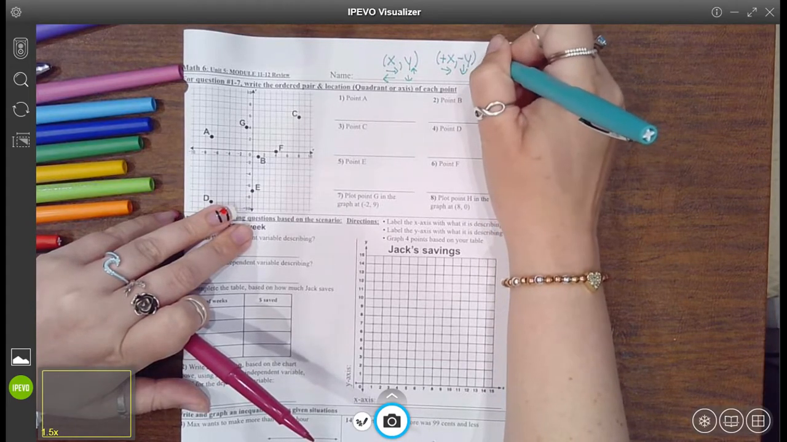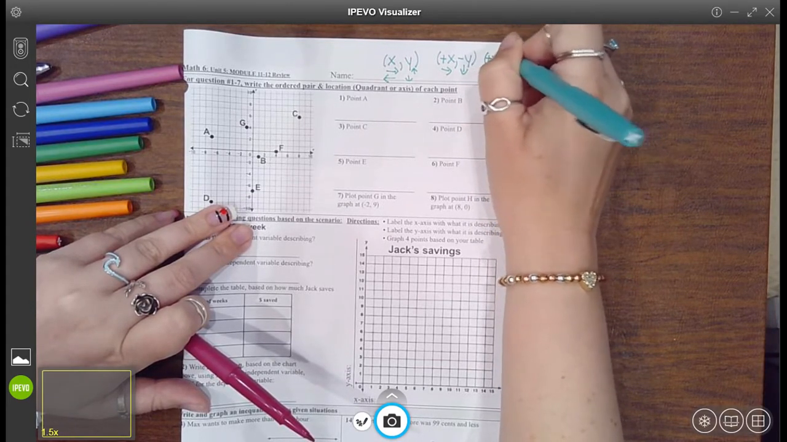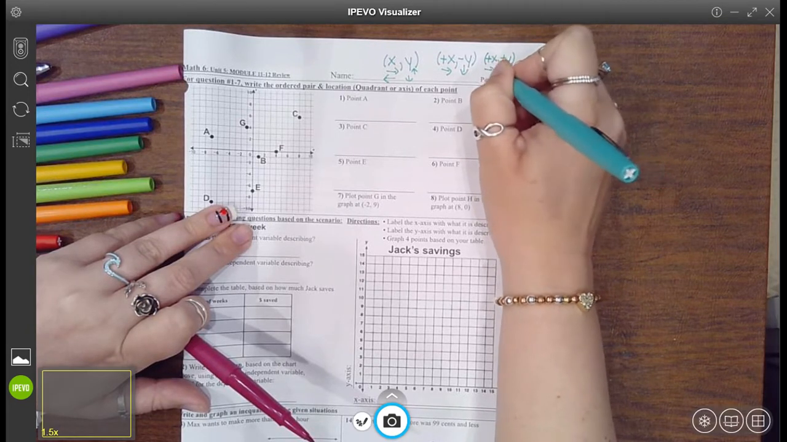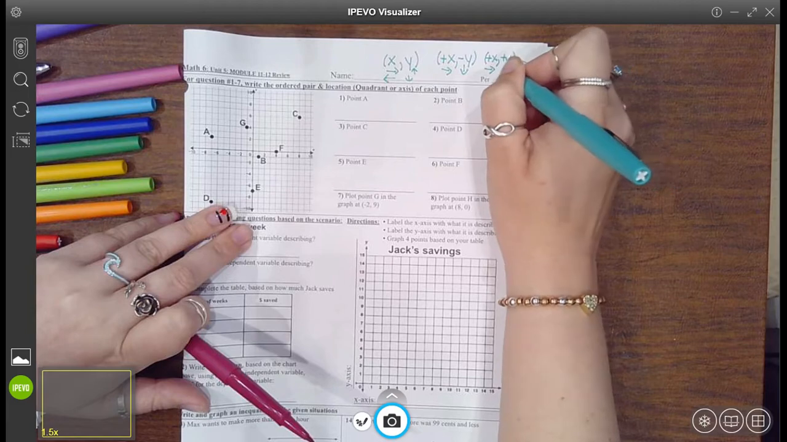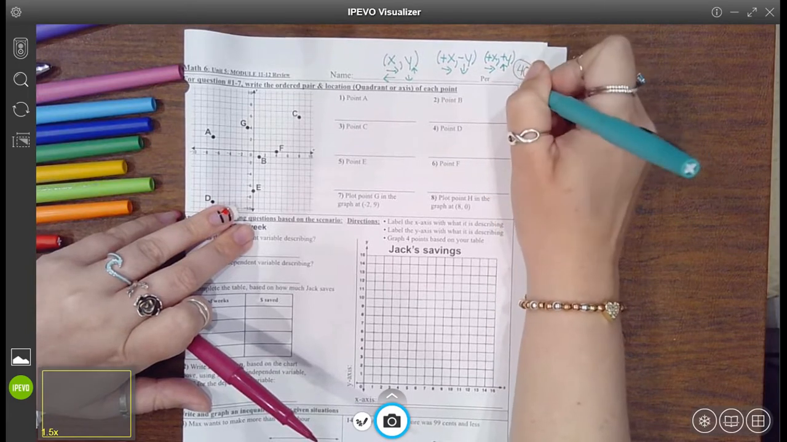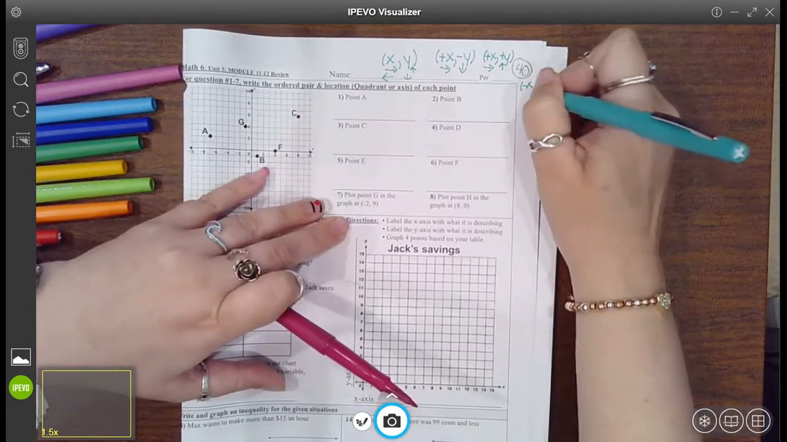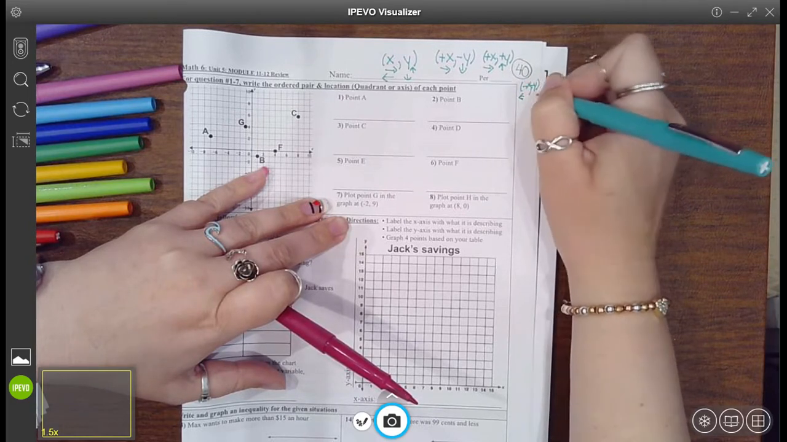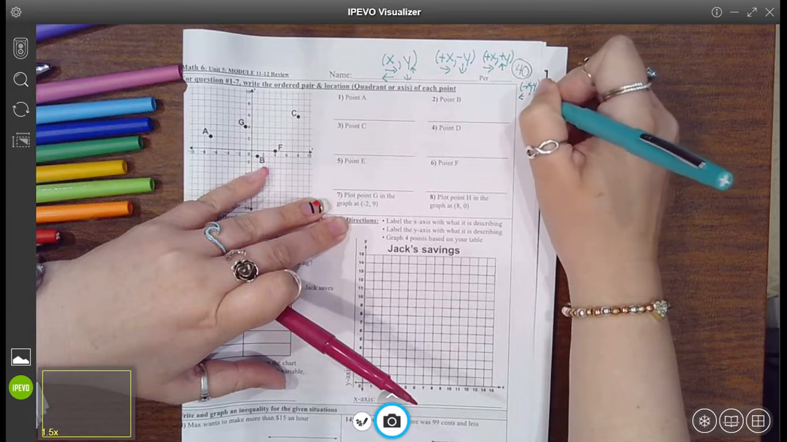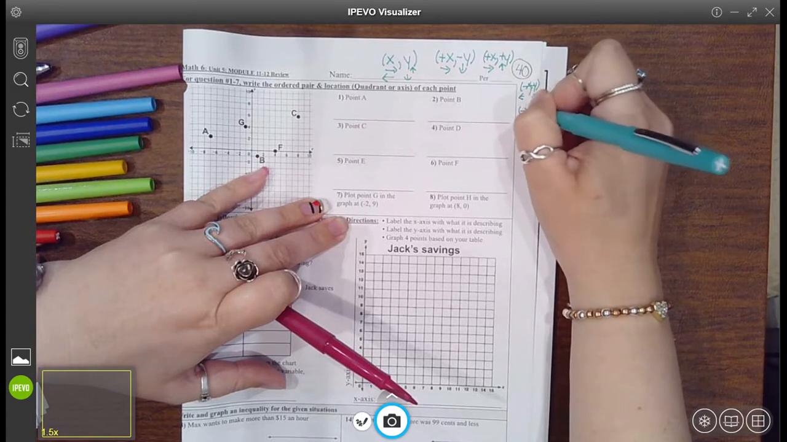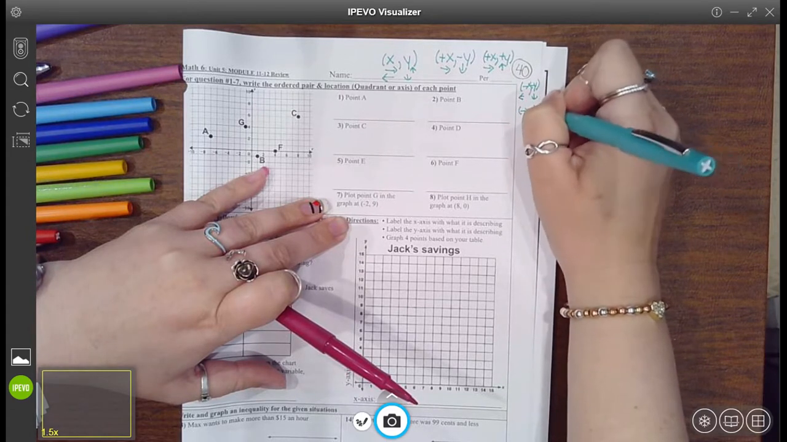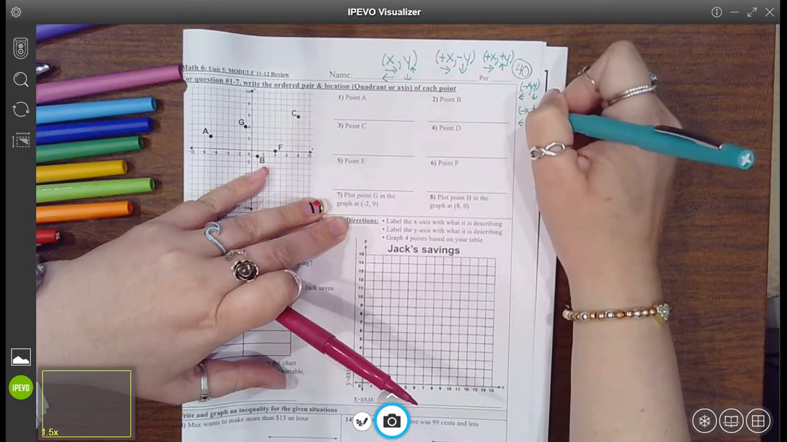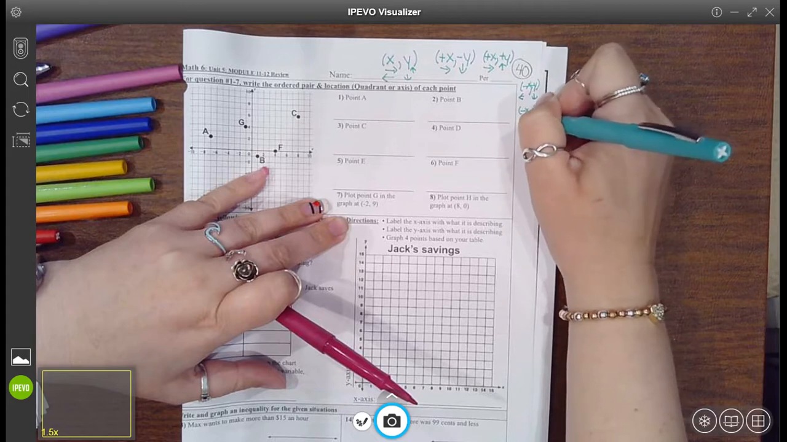What if it was positive x, positive y? Where do you think it would go? Right or left? Right for positive. And up or down? Up for positive. What if it was negative x and then negative y? Well, that would be left and then down. And finally, what if it was negative x, positive y? Well, negative means left, and the positive, up or down, it is positive, so up.